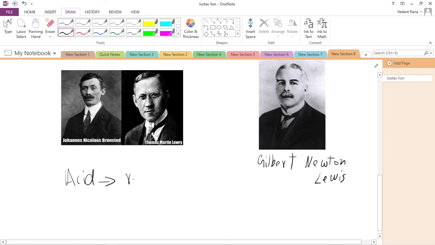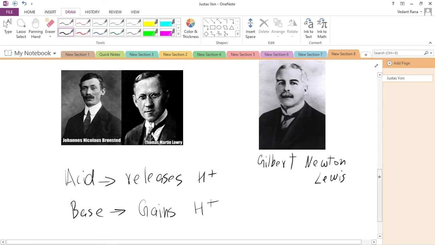which releases H plus ions, and a base gains H plus ions. So bases accept and acids donate. So this is how they defined acids and bases, and this theory applied to not only water but other solvents as well.